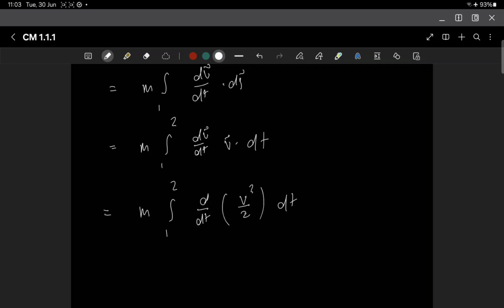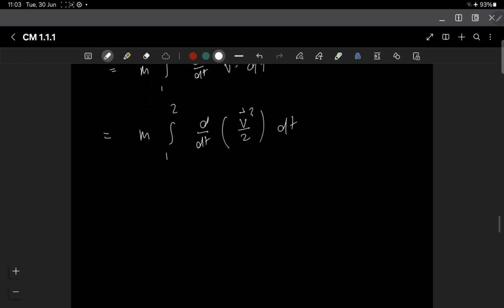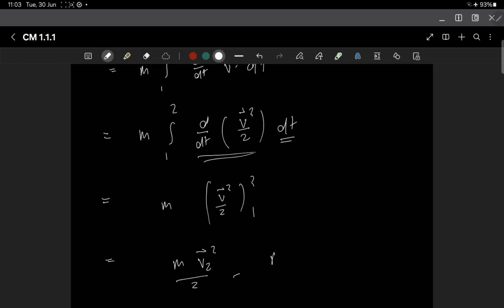If we differentiate v squared over 2, then we get 2 times v over 2 times dv by dt. So the 2's cancel, and you get dv by dt times v. So this is correct. Now we have a total derivative, and we're differentiating with respect to t and integrating with respect to t. So this just becomes m times v squared over 2 between the points 2 and 1. That's just m v2 squared over 2 minus m v1 squared over 2.